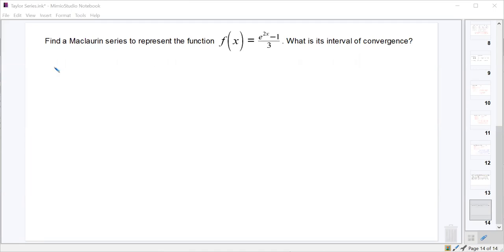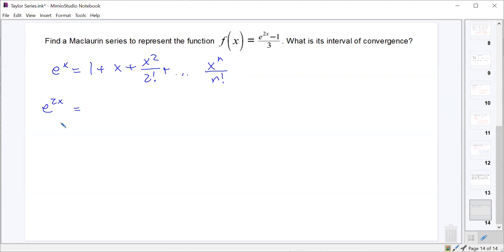So first off, what does e to the x look like? E to the x is 1, right, plus x squared over 2 factorial, and so on, all the way up to x to the n over n factorial, right? Everybody remember that, I hope? Hopefully so. That's one you're going to need to memorize. So what should e to the 2x be? I just need to replace all the x's with 2x.